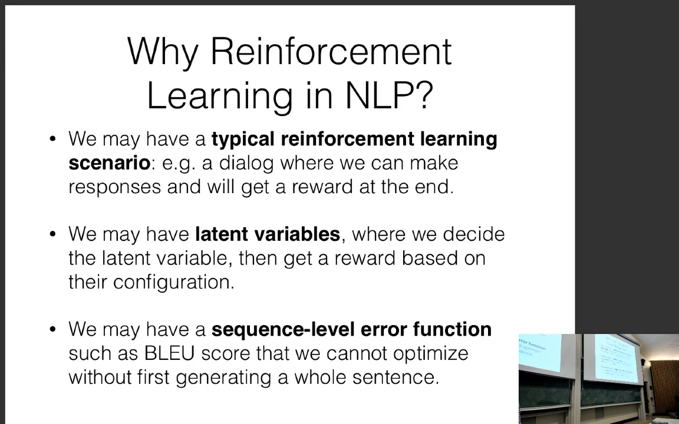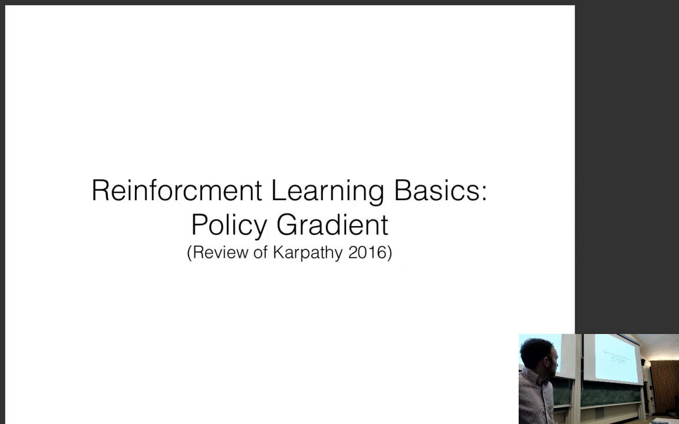Or we may have some sort of sequence-level error function such as BLEU score or Hamming distance or F-measure or something like that that we want to optimize. And we can't calculate it until we first generate the whole sequence. The reason why I'm splitting these into three types is because they decide the class of functions that we are able to use. You can use reinforcement learning to do any of these, but you don't necessarily need to use reinforcement learning for some of these. So I'll get back to that later.